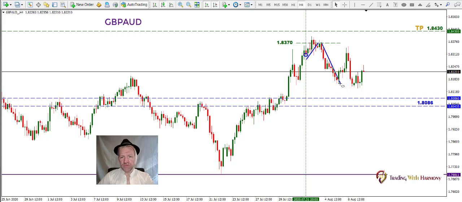So what I'm looking for this week actually is for price to continue back down into this level, and then basically I'm looking for price to continue up and hit our TP level, being the actual 1.8430.